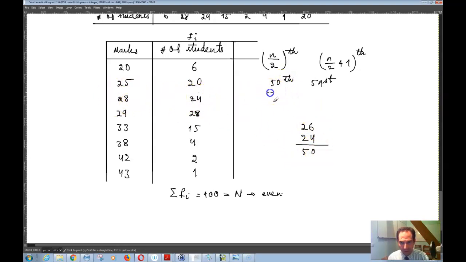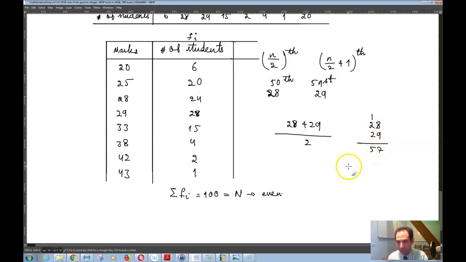So that's a 28. And then the 51st observation would be basically a 29. So then what I need to do is just simply add these two together, 28 plus 29 divided by 2. 28 plus 29 is equal to 57. 57 divided by 2 gives me 28.5. So that's one informal way that you can find this.